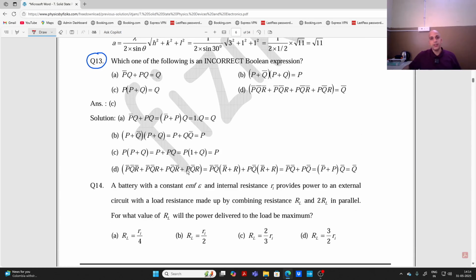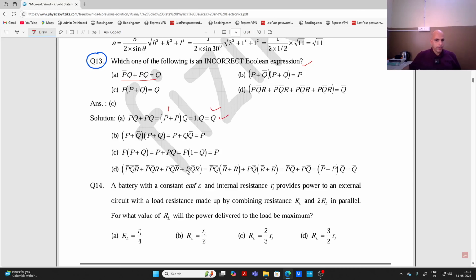Now the next question is, which of the following is an incorrect Boolean expression? This one, we have to check all of them. So P not Q plus PQ. We can take Q common, right? P not plus P, it is Q. Because P not plus P is 1, so 1 into Q, it is all right, it is not wrong.